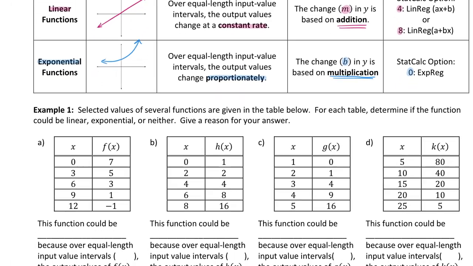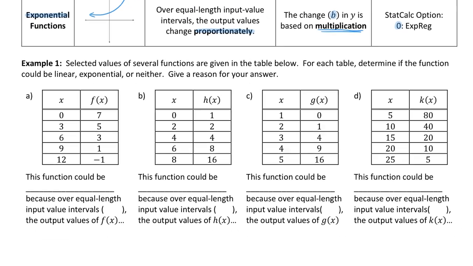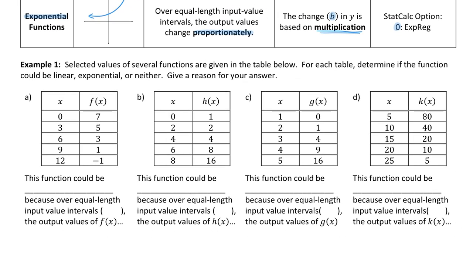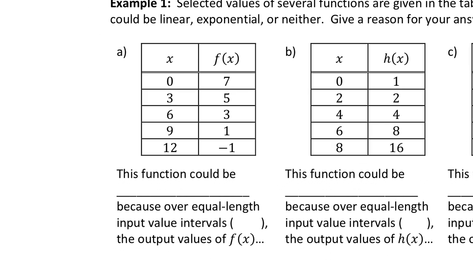So it says example 1. Selected values of several functions are given in the table below. For each table, determine if the function could be linear, exponential, or neither, and give a reason. So let's look at this first table. We always want to look first at the input values to see how they are changing. So in our table, we're going to annotate the table. How are we changing from 0 to 3 to 6 to 9 to 12? Plus 3. So we have equal length input value intervals. They're changing at an equal interval.